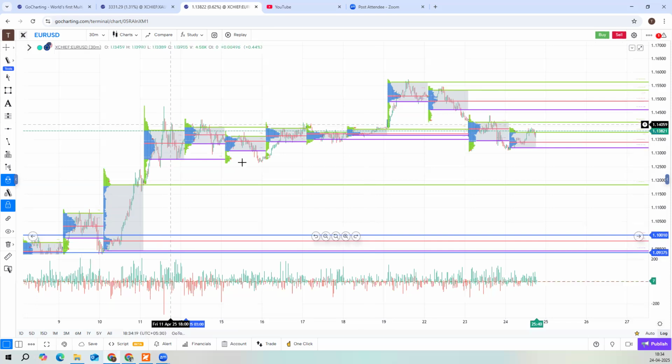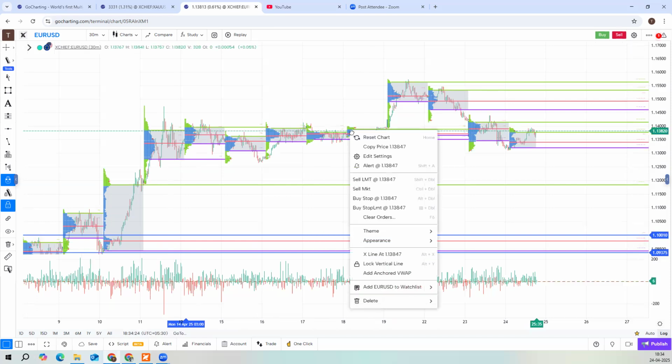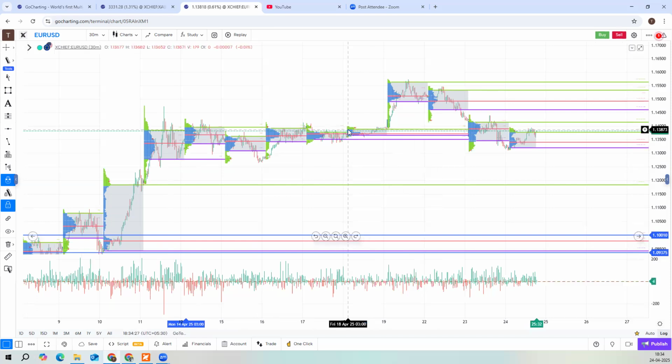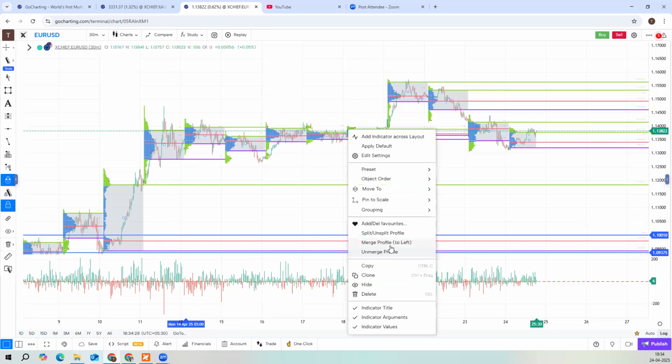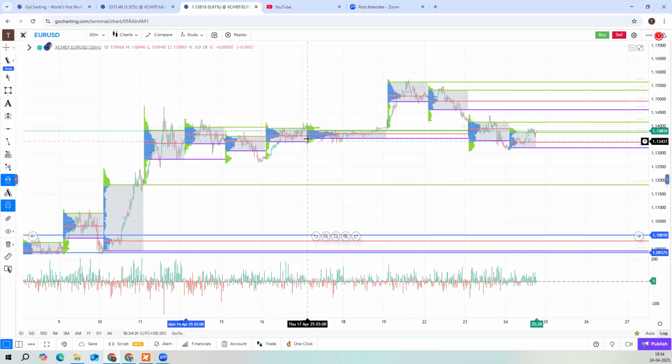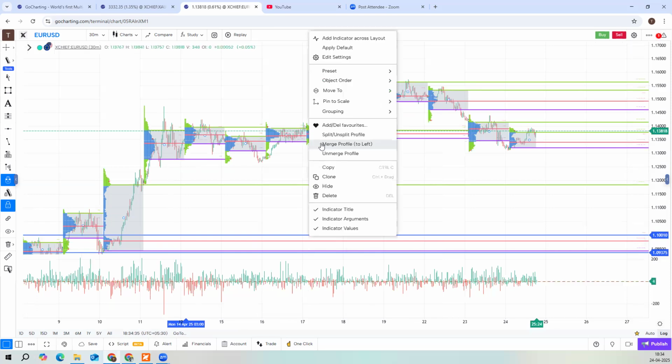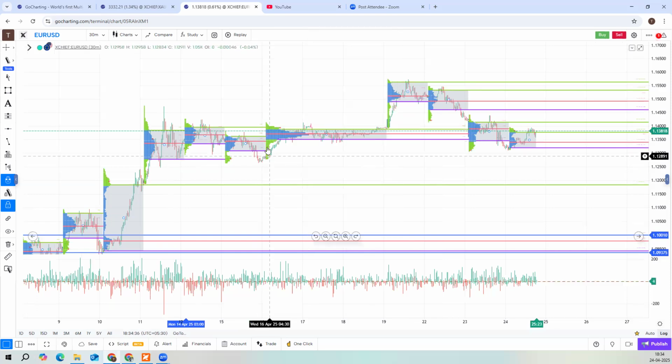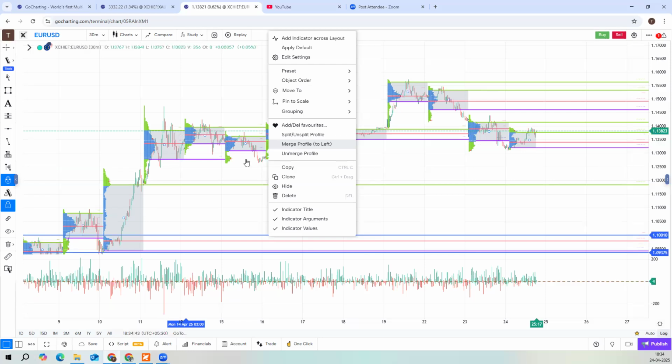Okay, so now if we want to merge all of these, what we have to do is just right click over these market profile. Okay, so I think I'm not selecting it properly. Yeah, just right click, merge profile to left, just keep on merging to the left. Okay, so let me right click, merge to the left, again right click, merge to the left. Okay, so it is taking some time.